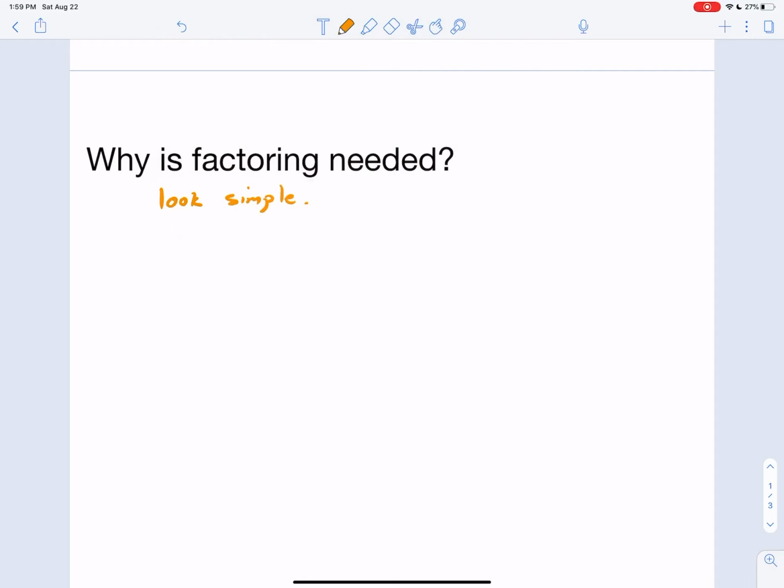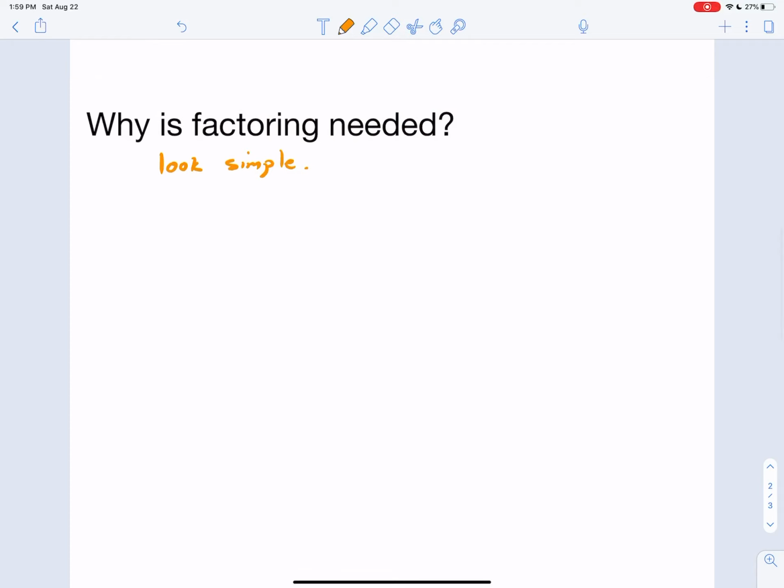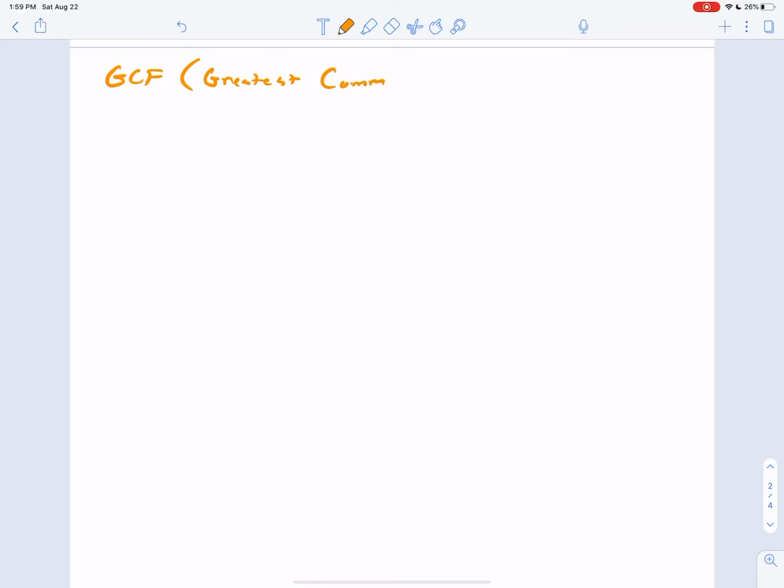Okay, so 3 things that you guys want to do. We first want to learn how to factor by GCF, DOTS, and trinomials. Okay, so we'll go one step at a time. Here we go. So GCF, you guys have seen for many years, it's called the greatest common factor.